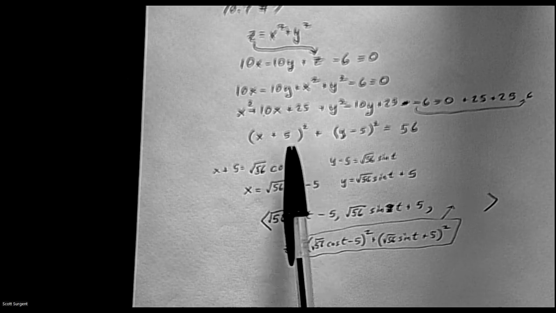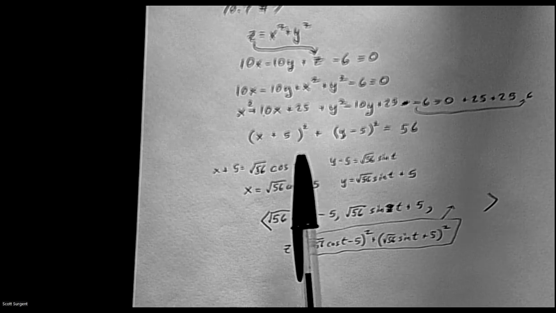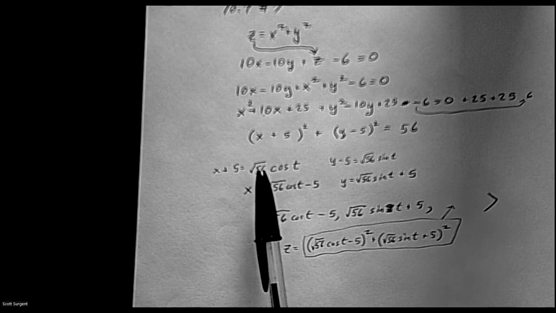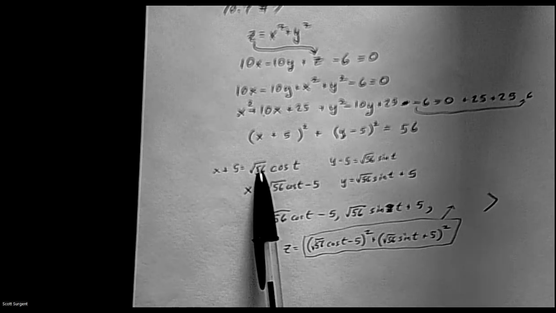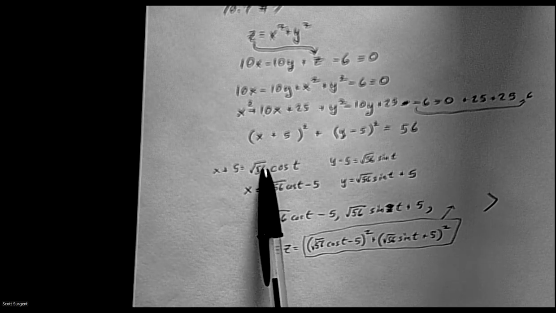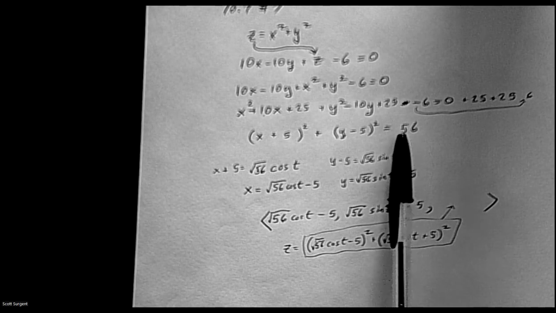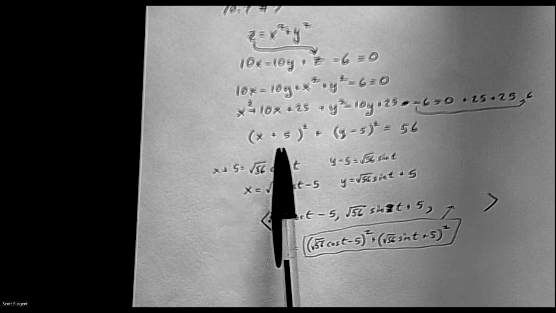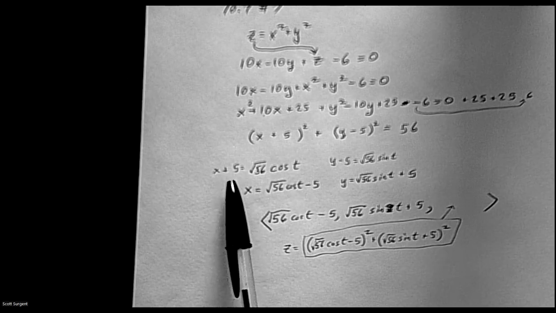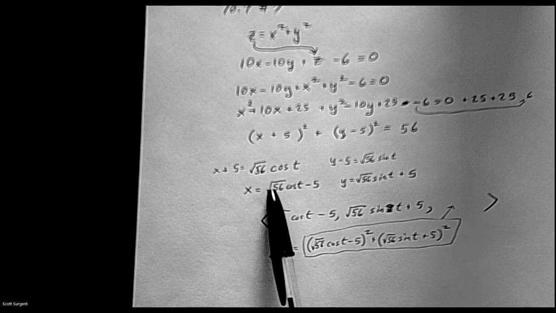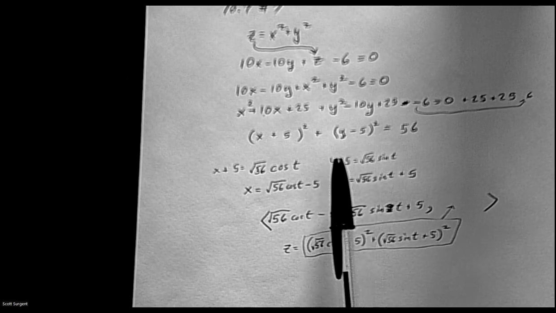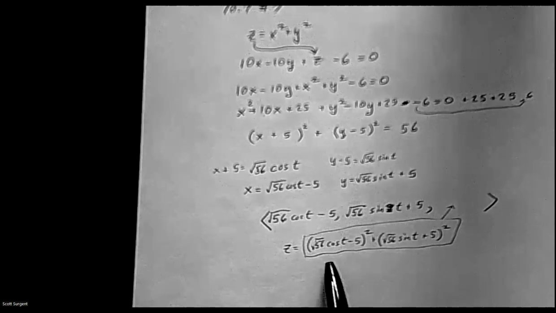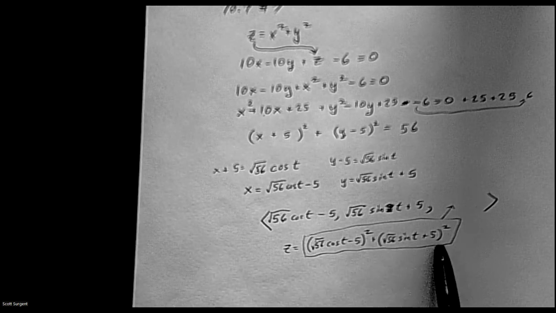So you're going to force the parameterization, the usual cosine and sine parameterization, and we just dress it up. The radius goes out in front as a multiplier of the trig functions. So the radius is root 56, and then we have these offsets. The x plus 5 is equal to this thing, so I can just subtract the 5 over and get that. Similarly, the y minus 5 is this part here, and I just add the 5. And so I get that.